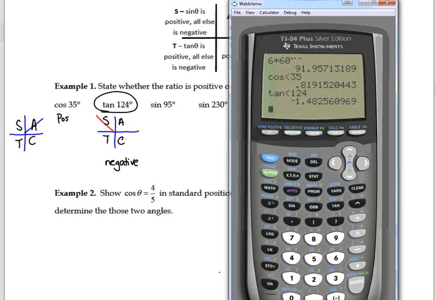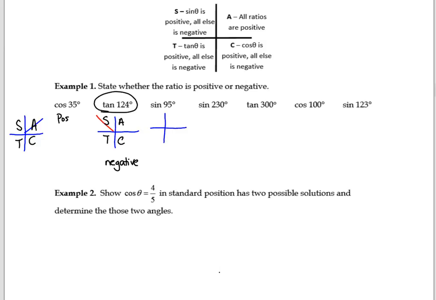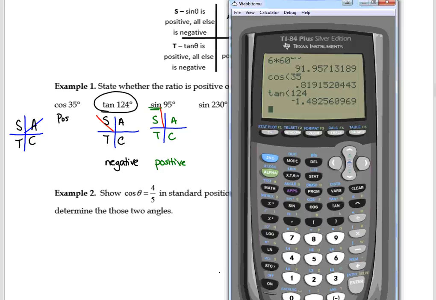95 degrees. What quadrant is 95 degrees in? It's actually in quadrant 2. So C-A-S-T. Will it be positive or negative? Because we're dealing with sine. Anybody? Positive. Because in quadrant 2, sine is positive, and we're dealing with a sine ratio. So let's double check. Sine 95, positive.